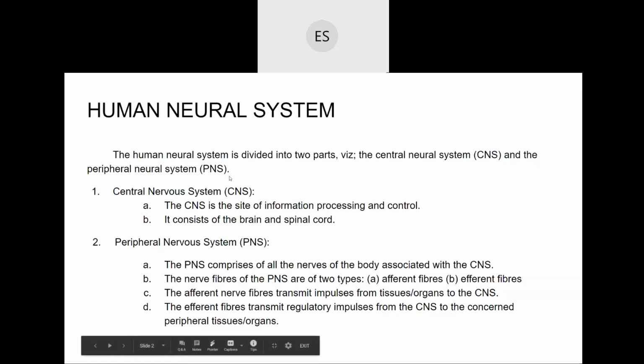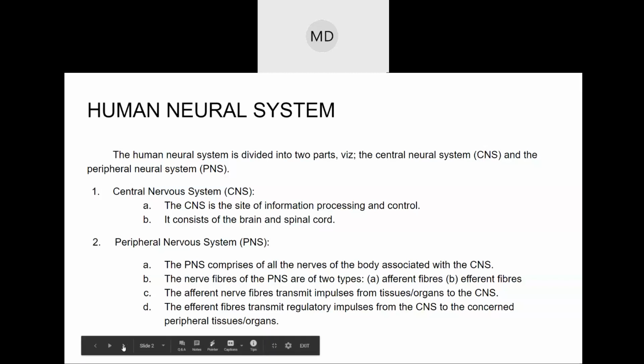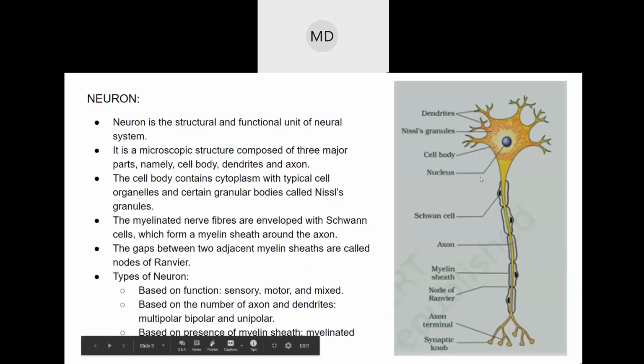Okay, so this is about CNS and PNS, the central nervous system and peripheral nervous system, or neural system. The human neural system is of two types, CNS and PNS. The CNS contains the brain and spinal cord, and the PNS contains all the nerves. The main point is this. Then we will move to the neuron, or the nerve fiber itself.